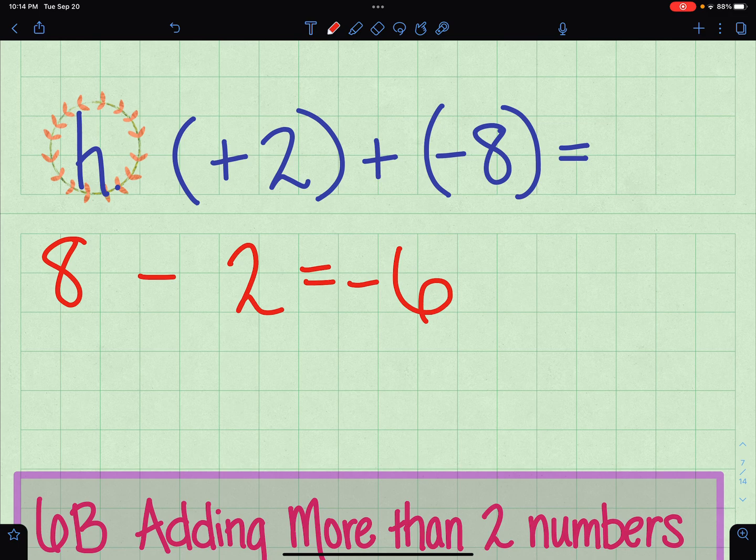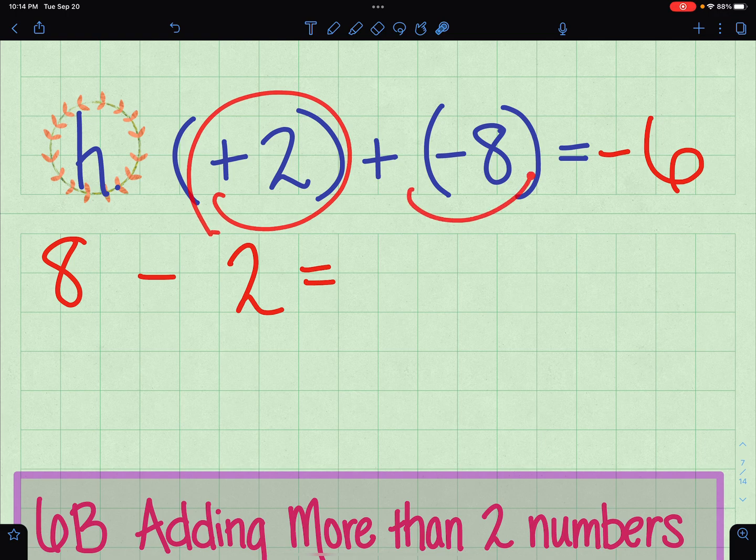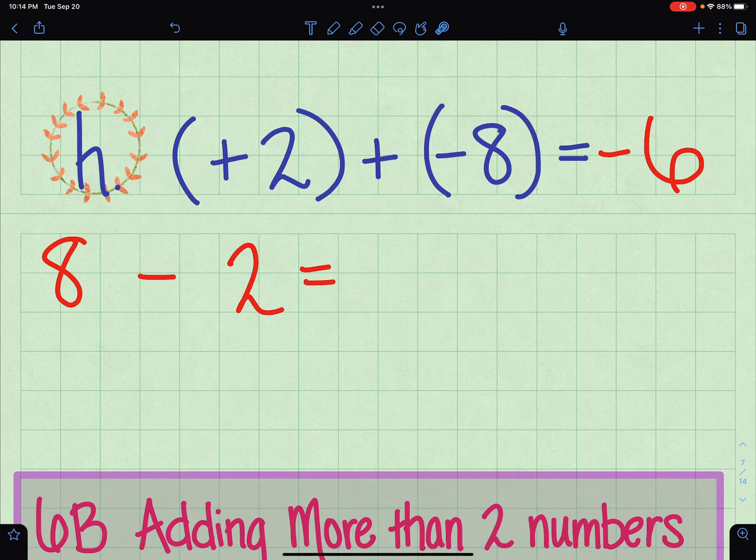Okay, now let's make sure that this makes sense. If we start out at +2 and we add to that a -8, that means we're going negative 8 spaces. Yeah, we're going to totally end up at -6. So we are doing this right and we are on a roll.